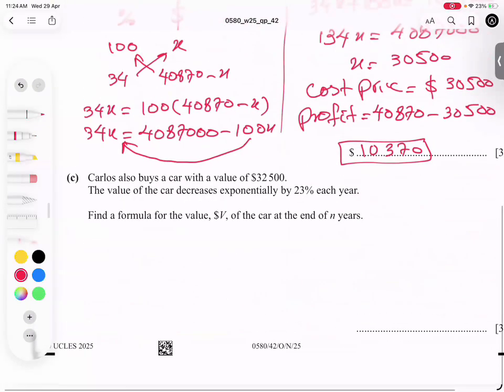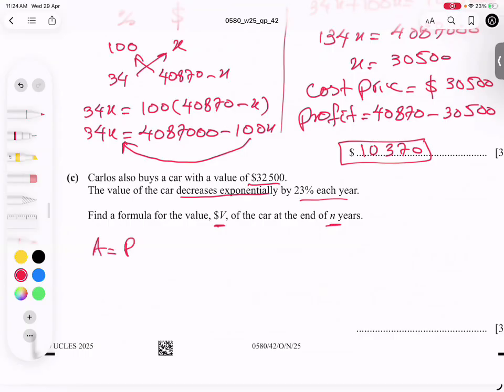C buys a car whose worth decreases exponentially. Exponential decrease is also compound interest. Let me tell you, students, decrease exponentially or increase exponentially, both are compound interest. And 23% per year. Find the formula for V dollars at the end of n years. So the formula is the same, but this time I'll put minus here.